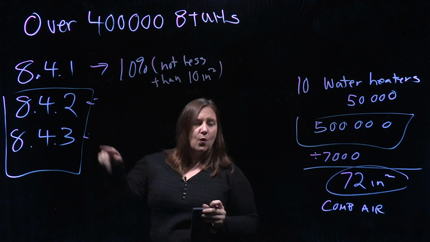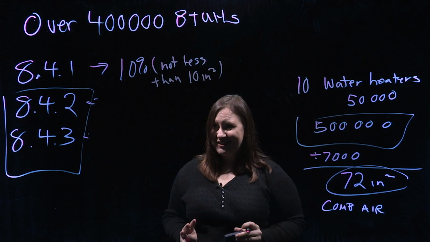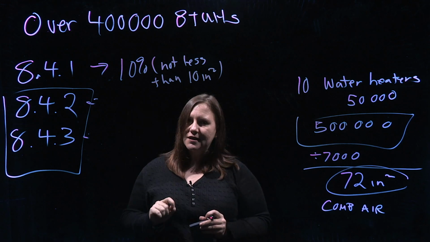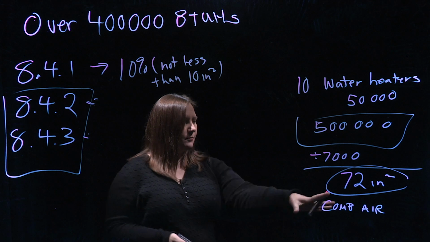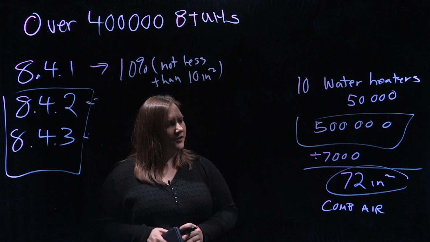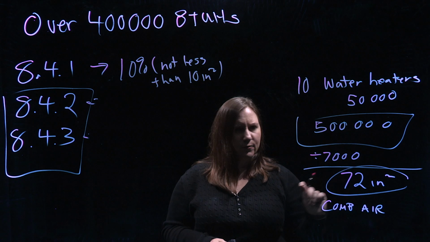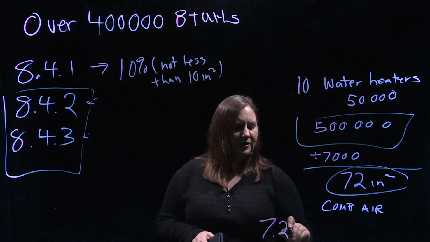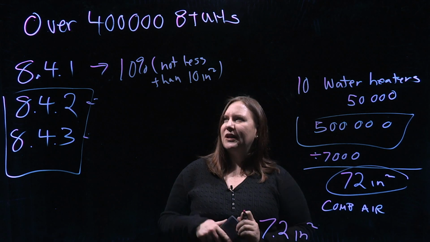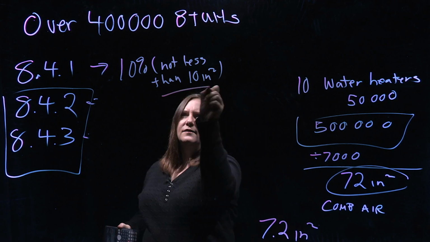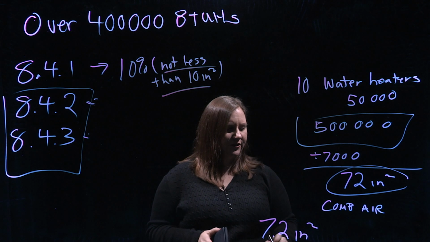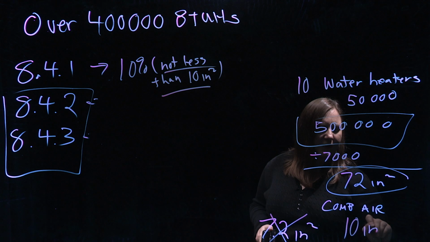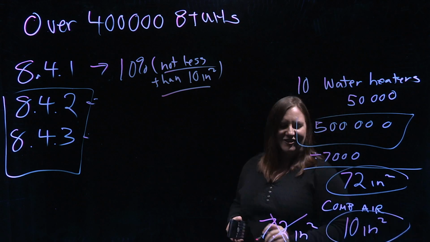So you read 8.4.1, it tells you where that opening needs to be. It tells you that it needs to be 10%, but not less than 10 square inches of my combustion air opening. So I look at my combustion air opening and I go, okay, it's 72, so what's 10% of 72? 10% of 72 is going to be 7.2 square inches. Oh, wait a minute, but not less than 10 square inches. Okay, so in this case, I'm going to need at least 10 square inches for my ventilation air opening.